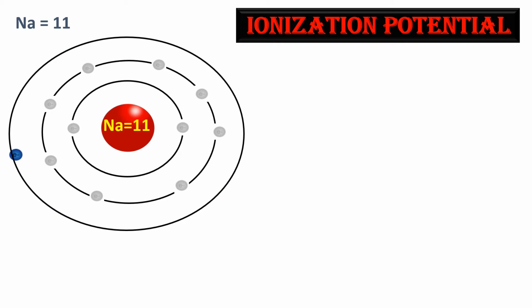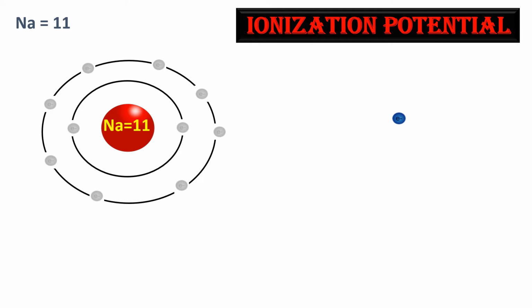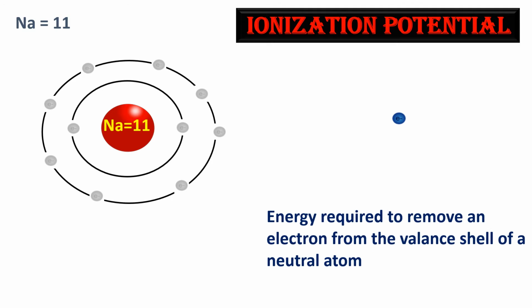If electrons are removed or added, they can be done only in the last shell, or that is called the valence shell. So when an electron is removed from the outermost shell or valence shell, there is some energy required. It cannot happen automatically. So the energy required to remove an electron from the valence shell of a neutral atom is called ionization potential or ionization energy.